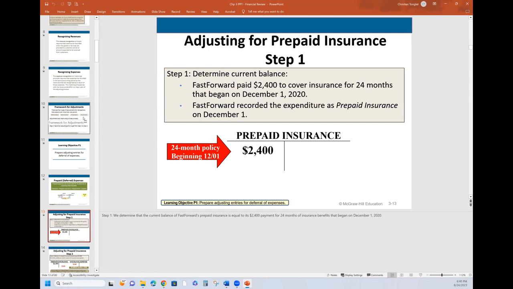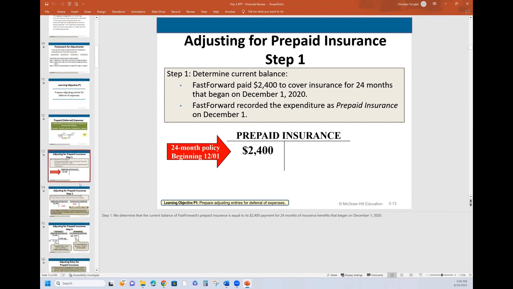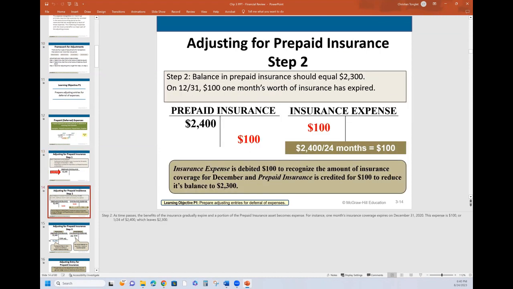Well, how do I figure out, how do I recognize part of the expense? That depends on how we're going to be doing the entry. Are we going to do this monthly, quarterly? The problem will tell you how they want it. So it says the balance in the prepaid insurance should equal $2,300. So we're saying, okay, it's supposed to be $2,300, but right now it's $2,400. That's because I want to record 1 month of expense. So if I take the $2,400 divided by 24, it's $100 a month.